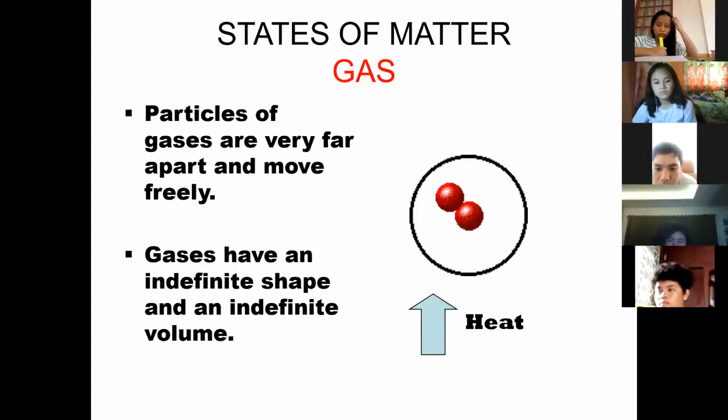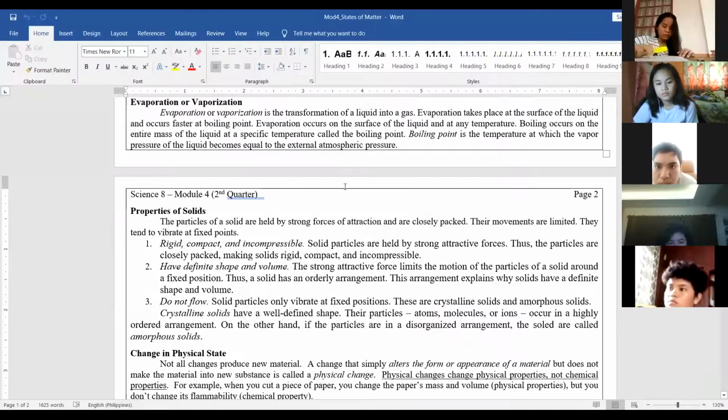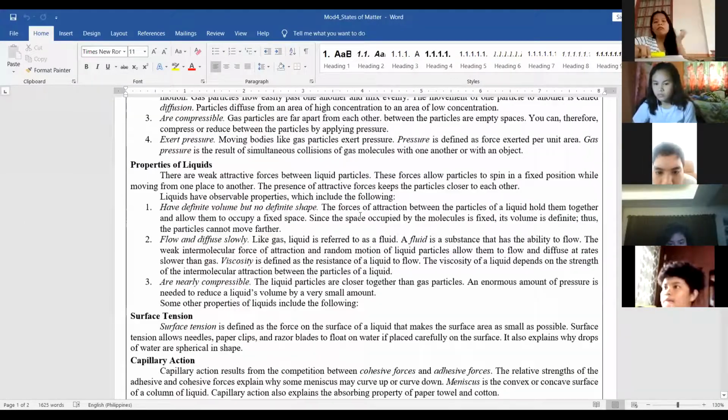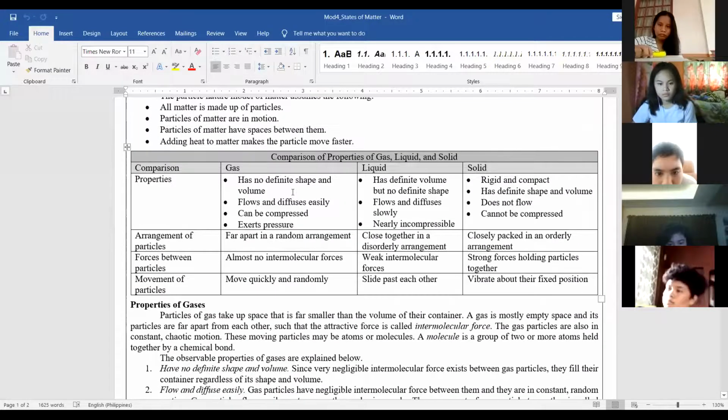The tabular representation of these properties of solid, liquid, and gas is found in your module. Gases have no definite shape and volume. Gases diffuse from an area of higher concentration to an area of low concentration. They can be compressed, and they exert greater pressure compared to solids and liquids.